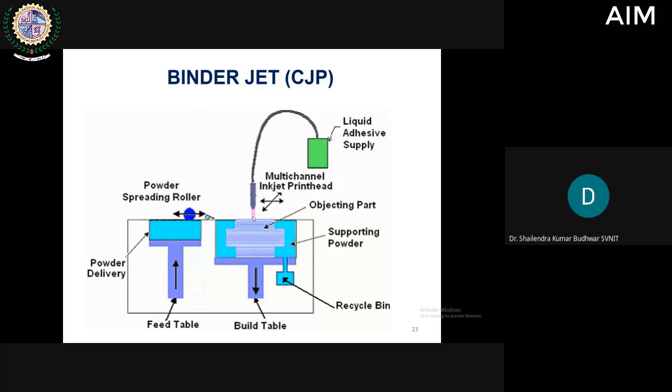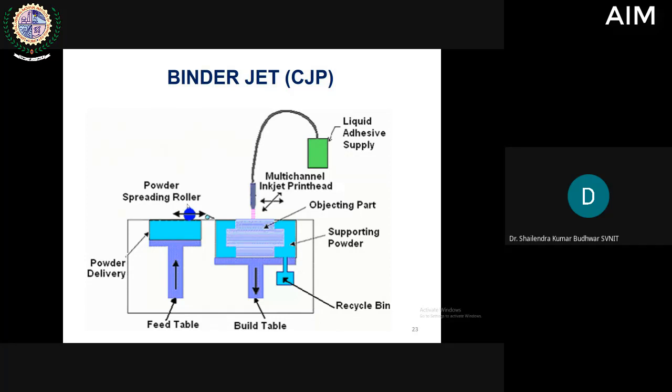After forming one layer, the bed, its table, descends by one layer, and then the next layer of powder is spread by using this powder spreading roller. The next layer is spread on this table, and then again the adhesive is deposited on that powder as per the STL file of your 3D CAD model. Here either we can use a powder spreading roller, or sometimes we use a recoating blade to spread the thin layer of powder over the build platform.